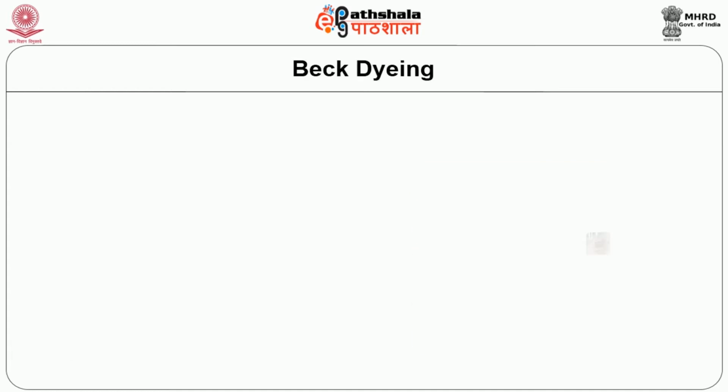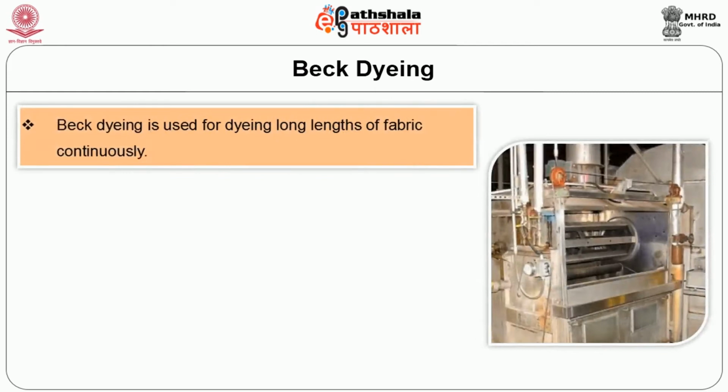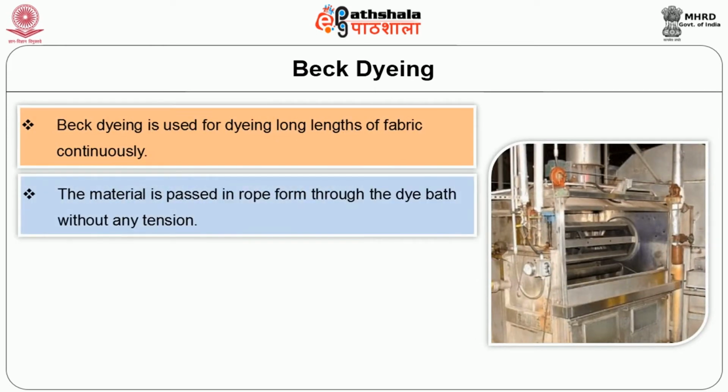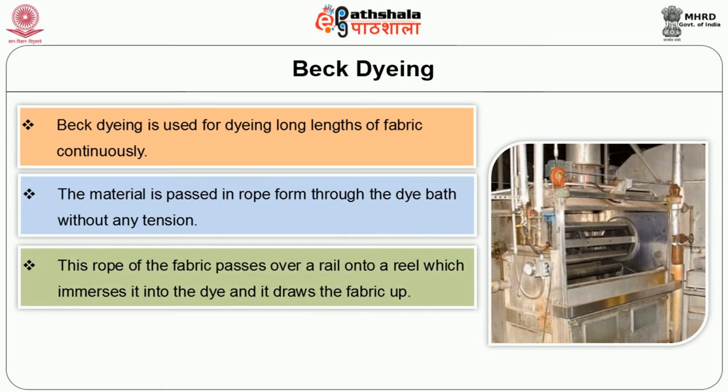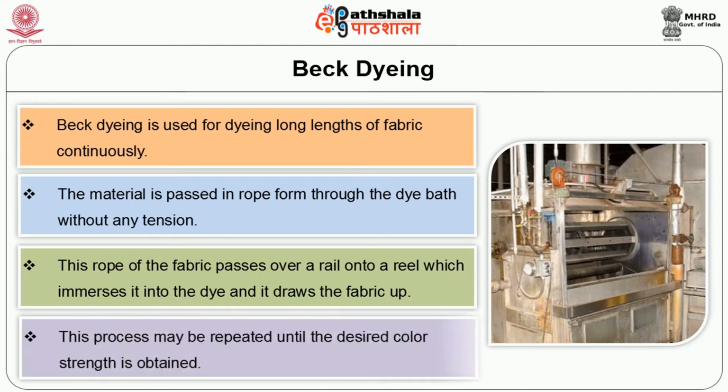Beck dyeing. It's used for dyeing long lengths of fabric continuously. The material is passed in rope form through the dye bath without any tension. This rope of fabric passes over a rail into a reel which immerses into the dye and draws the fabric up. This process may be repeated until the desired color strength is obtained.